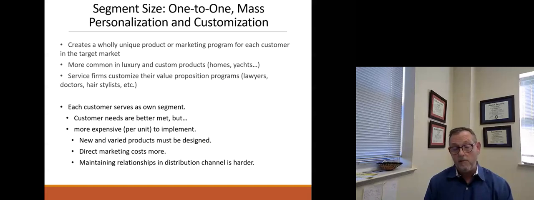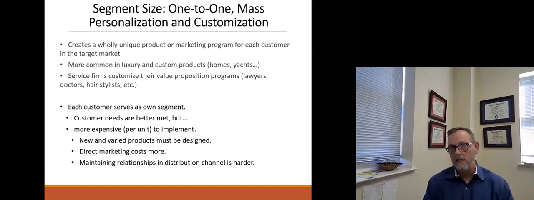This may be more common when you have products that have very high profit margins, specifically luxury products in particular, and also when we think about service organizations or service delivery models. Lawyers, doctors, hairstylists, they all know their customers one-on-one, and the product and the service they provide each customer is obviously customized. It's uniquely designed for that purpose.